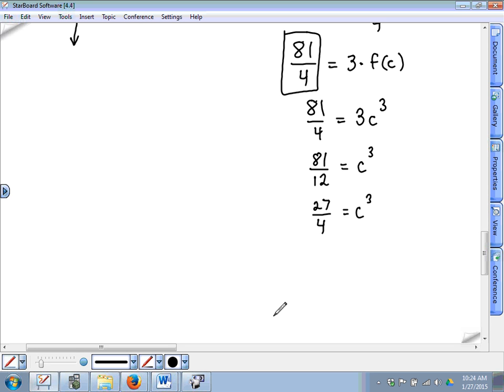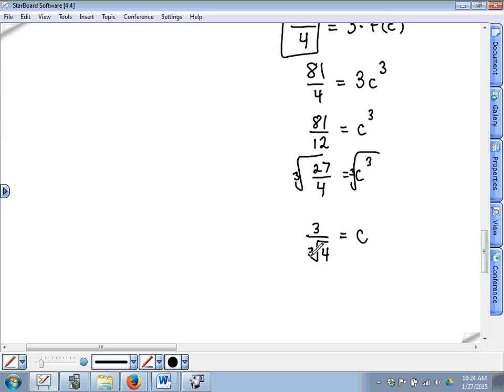Okay, let's keep going on this. How do we solve this? Cube root on both sides. Cube root of 27 is 3, so this is 3 over the cube root of 4 is equal to c. And that's approximately 1.8.